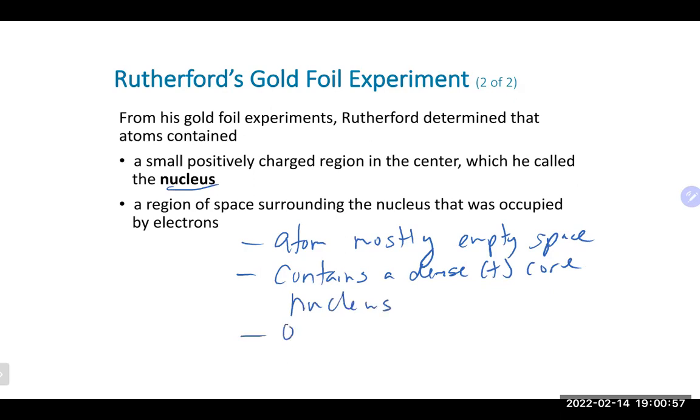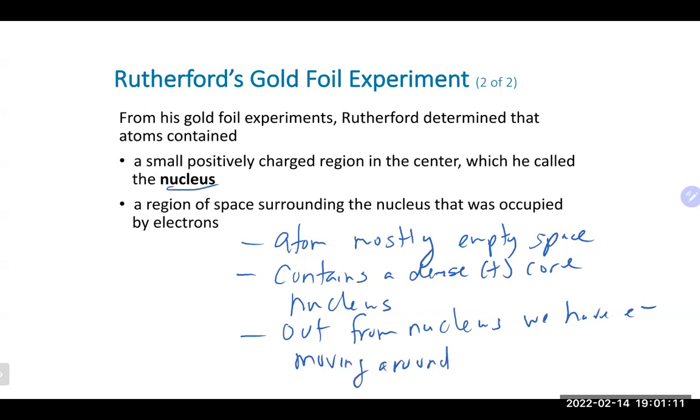And out from the nucleus, we have our electrons moving around in that empty space, if you will. So in that empty space around the nucleus, we have our electrons moving around. And another really major difference between the plum pudding model and this one, which is the modern version of the atom, is that most of the atom's mass is the nucleus.